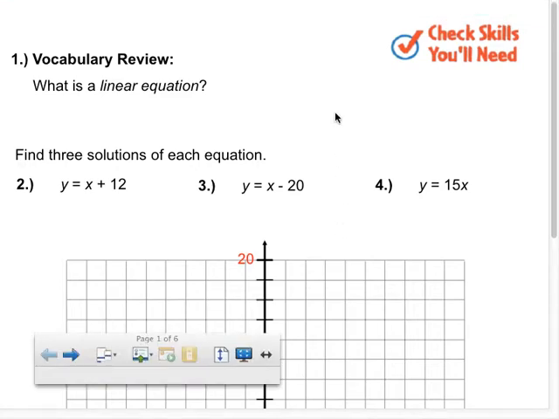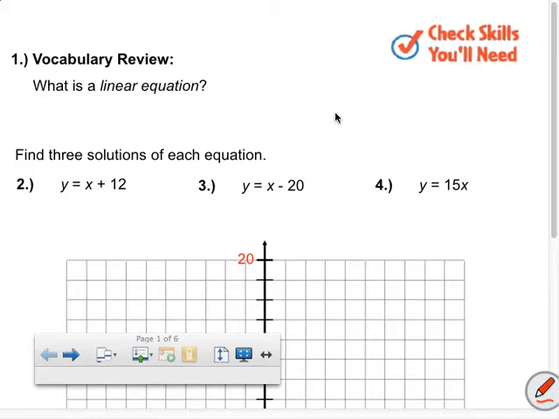Okay, this is Unit 4, Lesson 6, with a little bit of review for Lesson 5, second semester, 7th grade math. What is a linear equation? Who can explain to the class what a linear equation is? Nicole: An equation that you can plot on a graph and it'll be like a straight line.